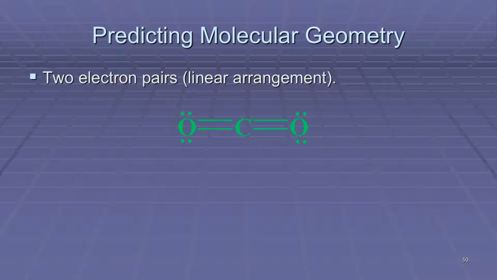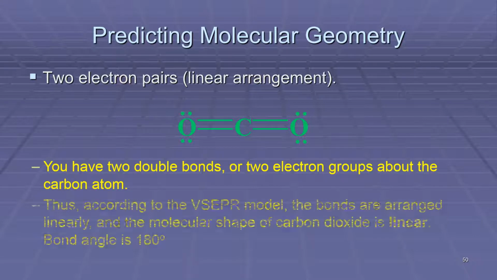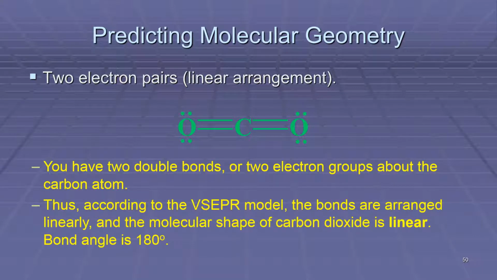So you're just looking at the carbon, which is the center, and it has 2 bonds, 2 regions, because a multiple bond counts as 1 region. So that carbon has 2 regions, and we know that 2 regions is linear, even though they're double bonds. And so according to the VSEPR theory, this would be a linear molecule, and the bond angle is 180 degrees.